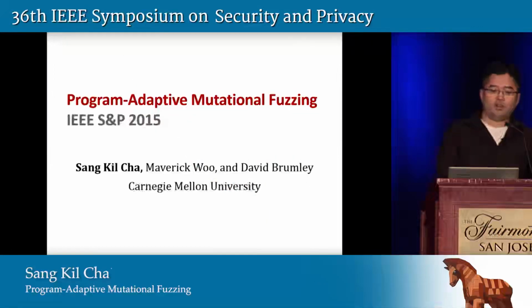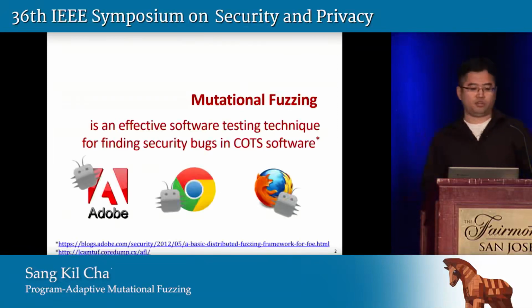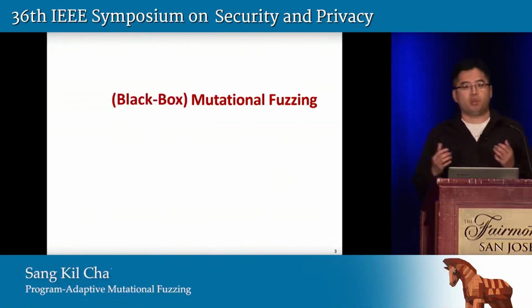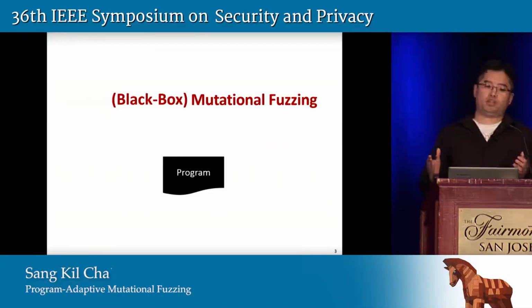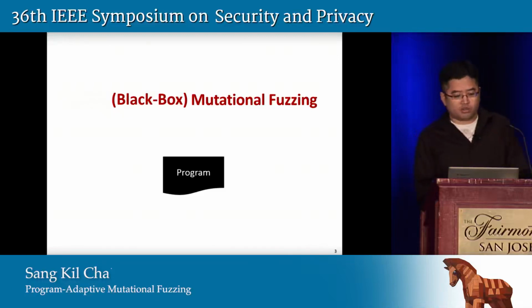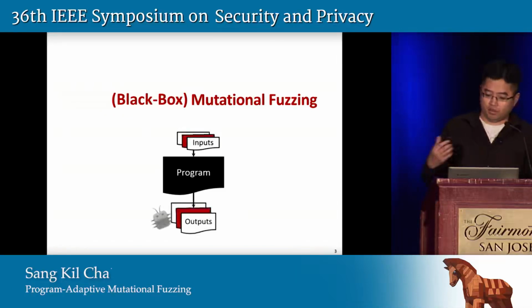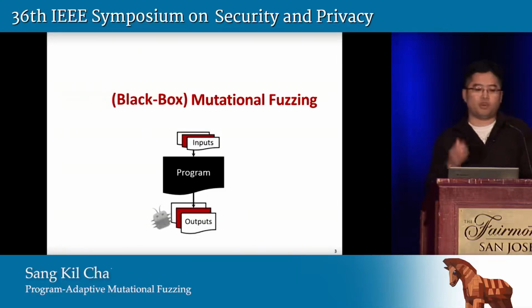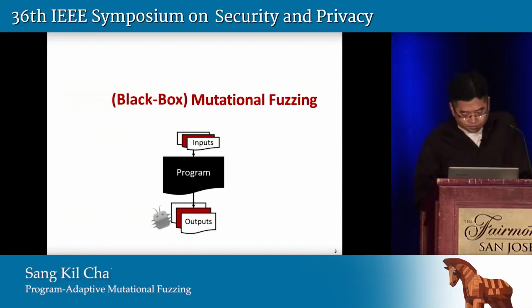Today, I'm going to talk about my research about mutational fuzzing. Mutational fuzzing is an effective software testing technique for finding security bugs in COTS software, such as follows. We often call this technique black box mutational fuzzing because we consider the program as a black box, which means we do not look at the internals of the program. The way it works is to iteratively run this program with a series of different inputs and observe the outputs. And if the program crashes, then we know that the corresponding input is buggy input.